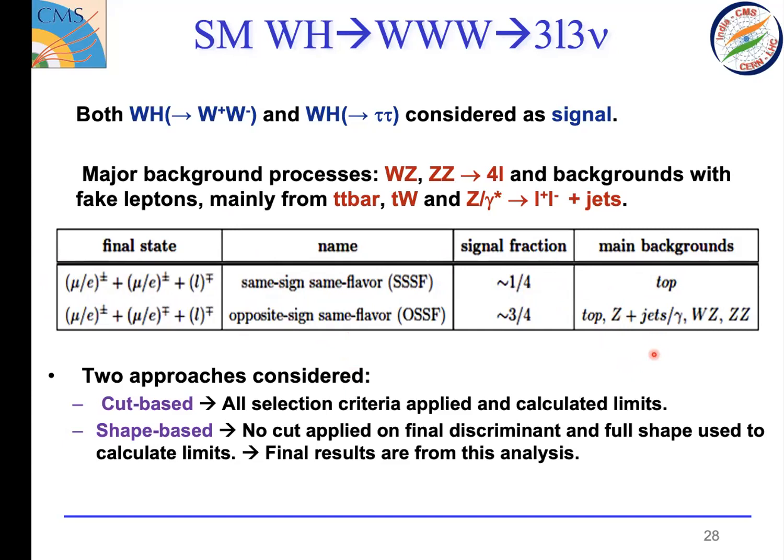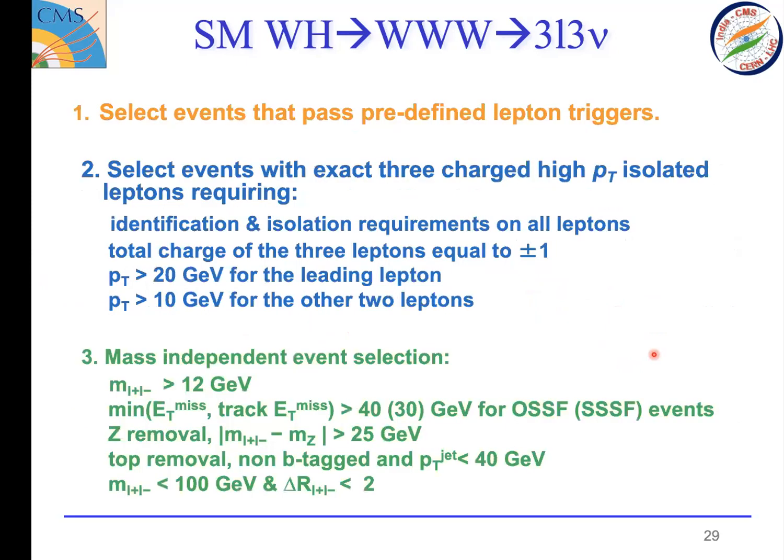So of course, two approaches were used, cut based and shape based, as used earlier. The event selection was similar to the earlier one, where the leptons were selected, except that now there are 3 leptons, one coming from the Higgs decay and another from this W. So the total charge of the 3 leptons has to be consistent with ±1. And in this analysis, the minimum of the transverse missing energy and the track transverse missing energy, which was basically from all the charged tracks, was used in the event selection.